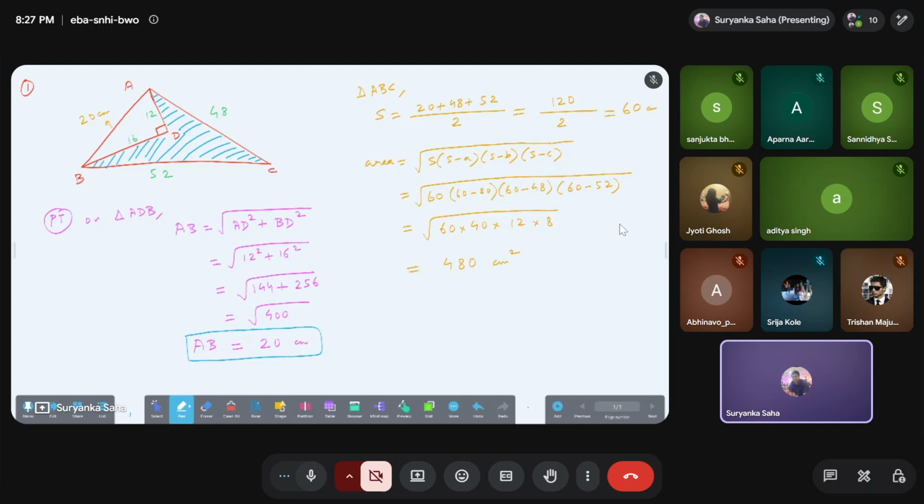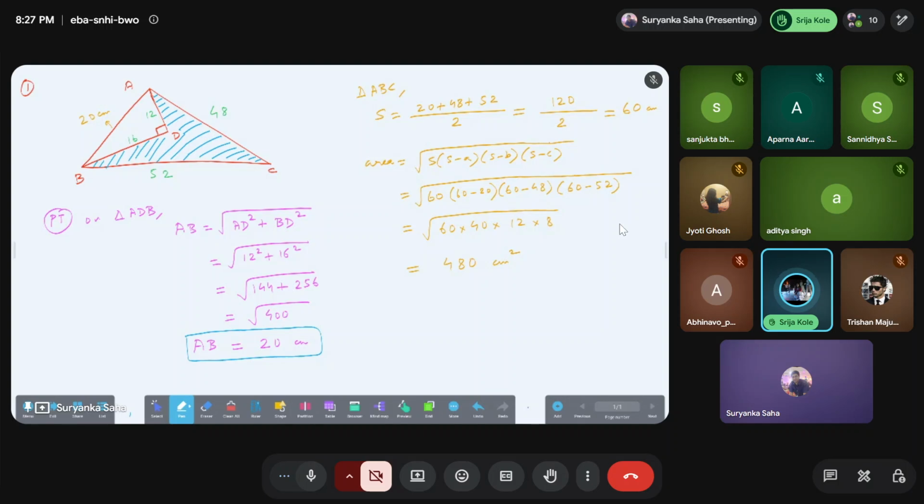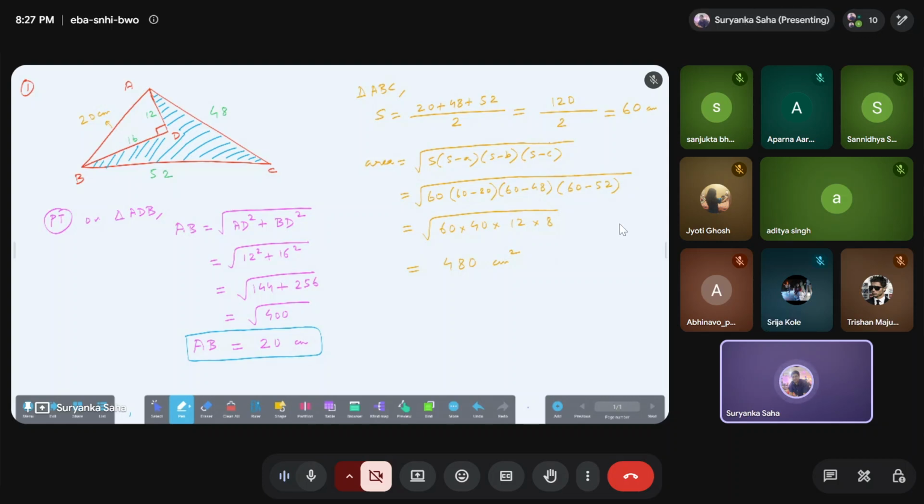Others please check. Arnav Haldar, what is coming? Aditya Singh, Srija, what is coming? Ask me, Srija. Sir, have you found out the shaded portion? No, no, no. I am calculating triangle ABC, the full triangle, the big triangle. Okay, the big triangle I am doing by Heron's formula because in the big triangle the three sides are 20, 52 and 48. So in the big triangle I am calculating by Heron's formula.